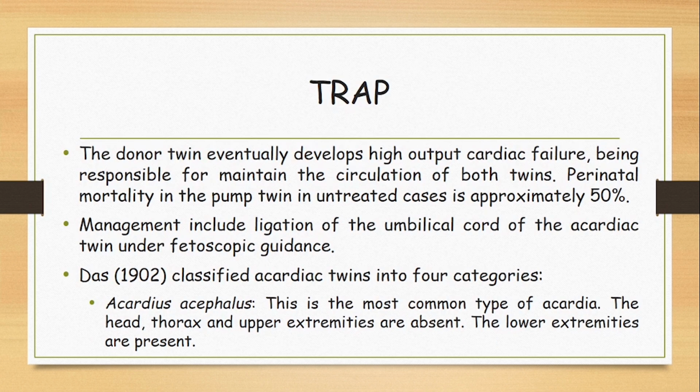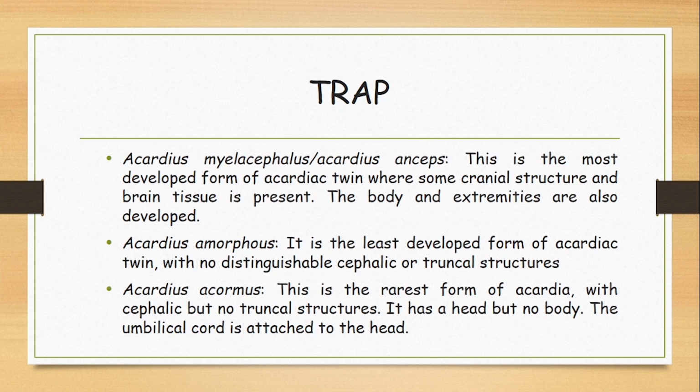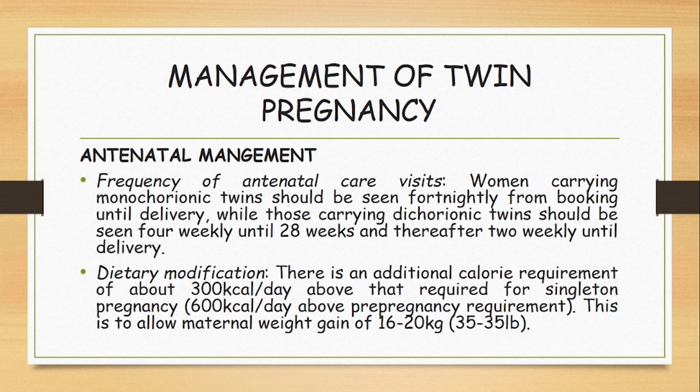The donor twin in TRAP eventually develops high output cardiac failure, being responsible for maintaining the circulation of both twins. Perinatal mortality in the pump twin in untreated cases is approximately 50%. Management includes ligation of the umbilical cord of the acardiac twin under fetoscopic guidance. But the best is for us to make an early delivery when this occurs.